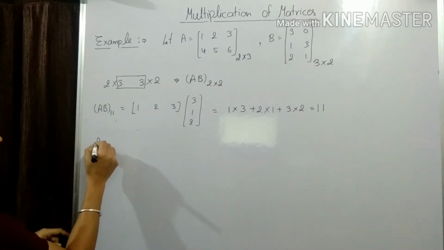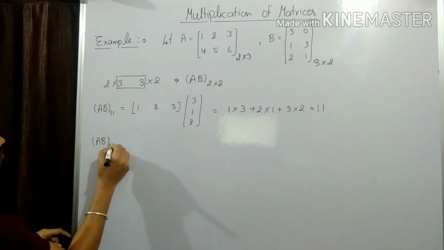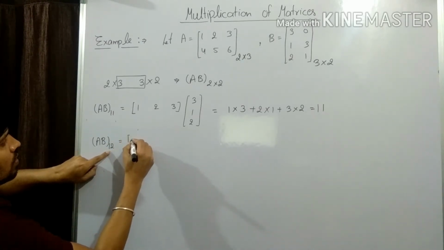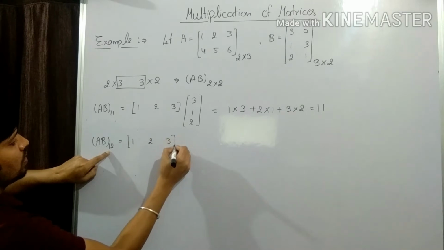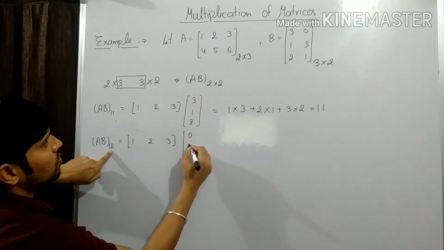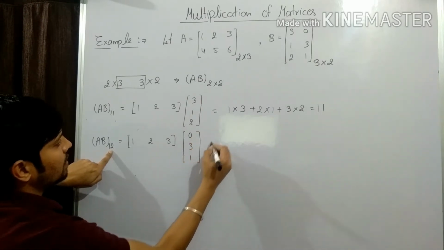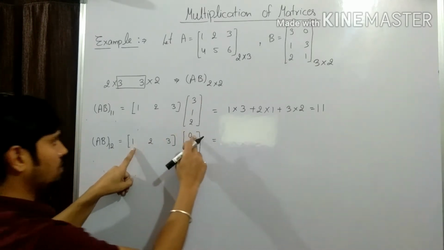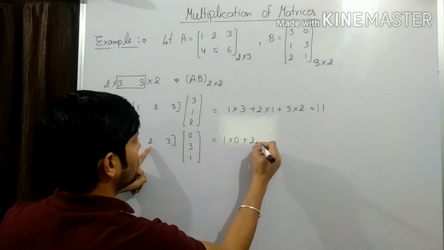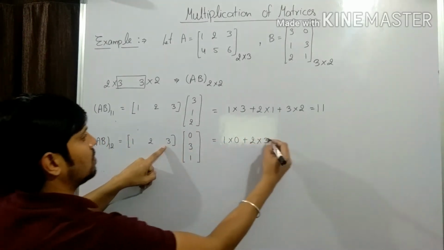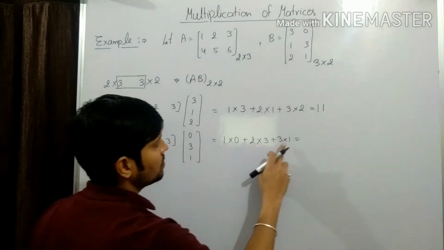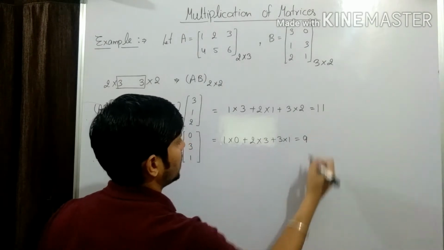Similarly, we can find the next element AB12. This is first row, second column. The first row is 1, 2, 3, and the second column is 0, 3, 1. Now multiply this. Same procedure. The first element gets multiplied with the first element, 1 into 0, plus the second element with the second element, 2 cross 3, and the third element with the third one. This is 9.